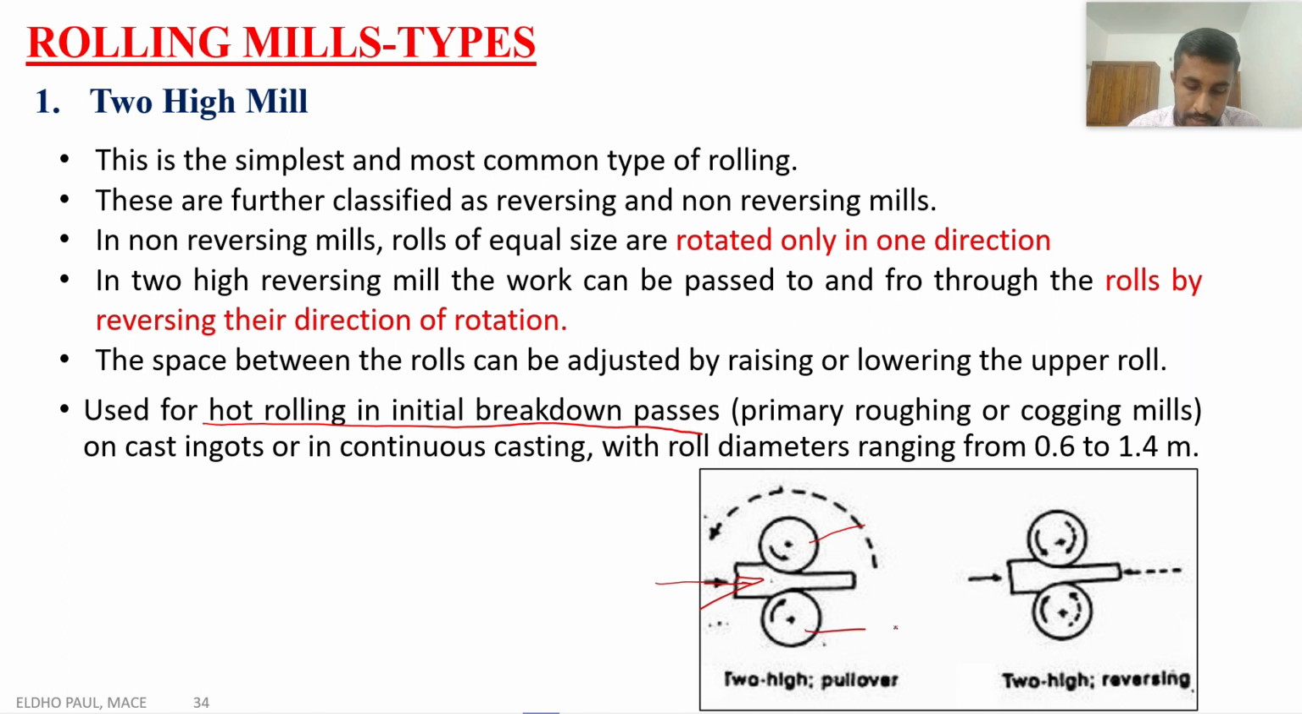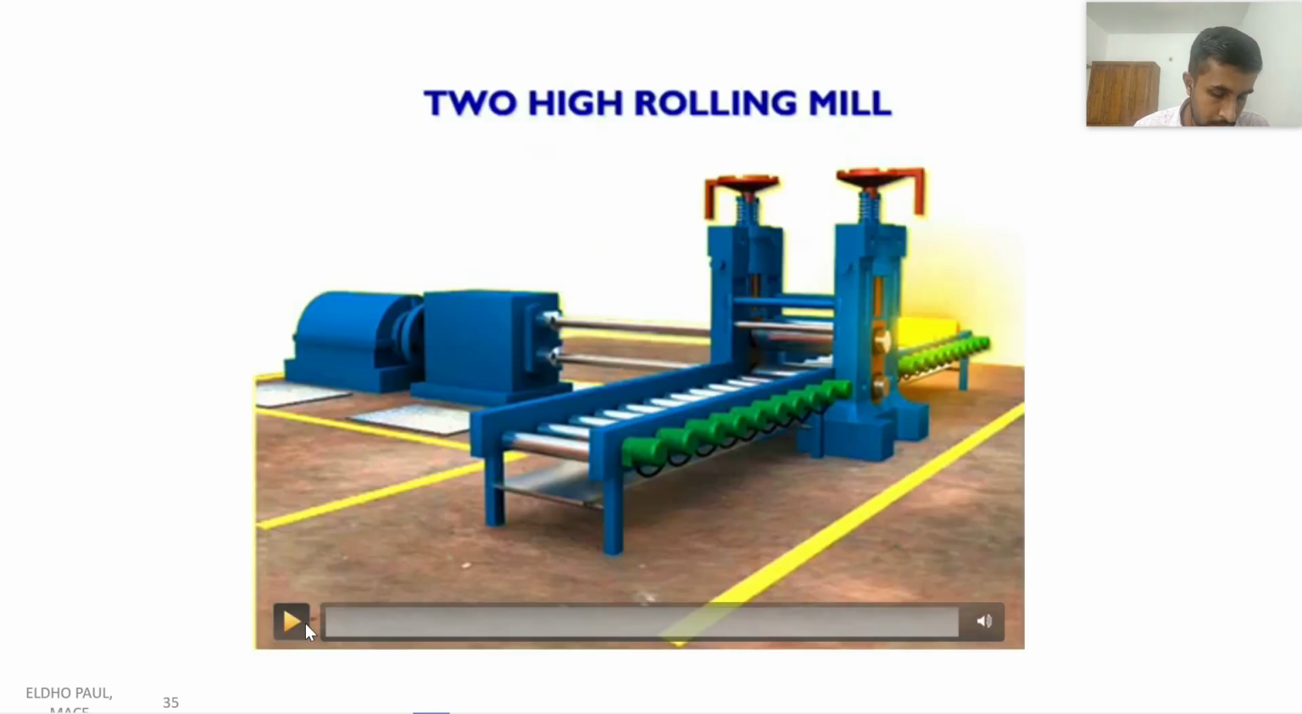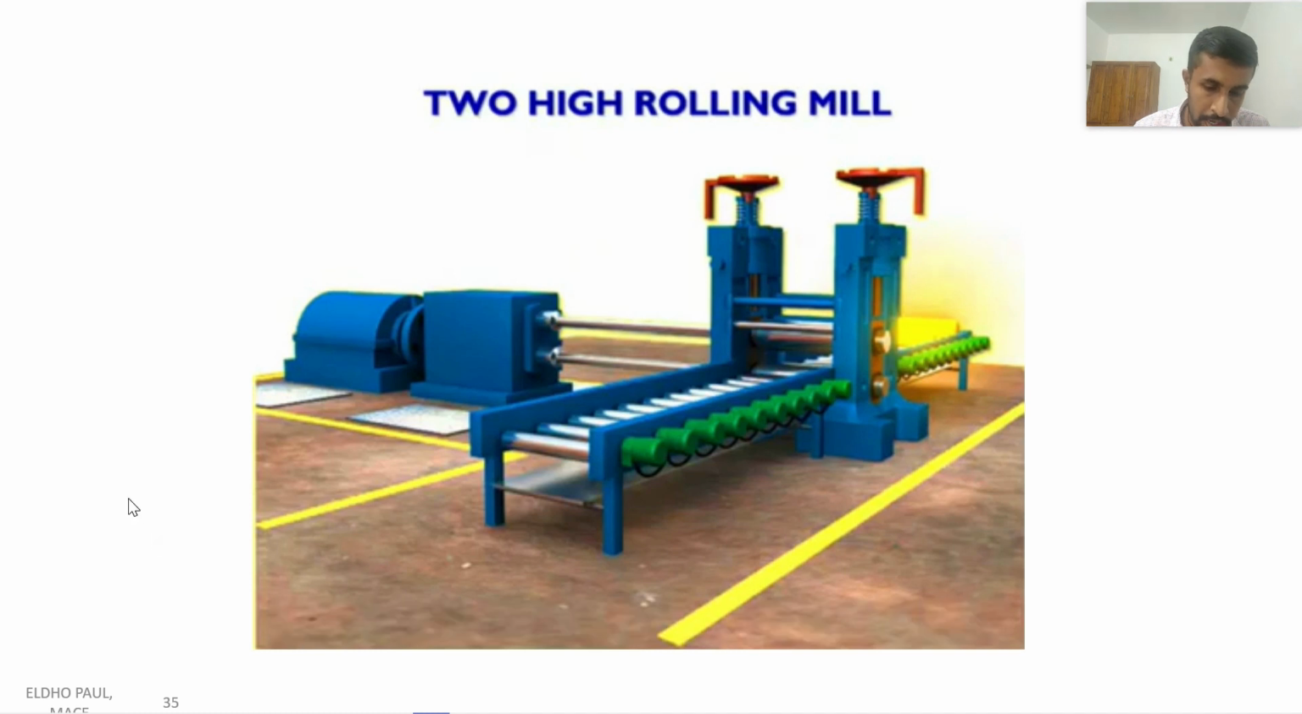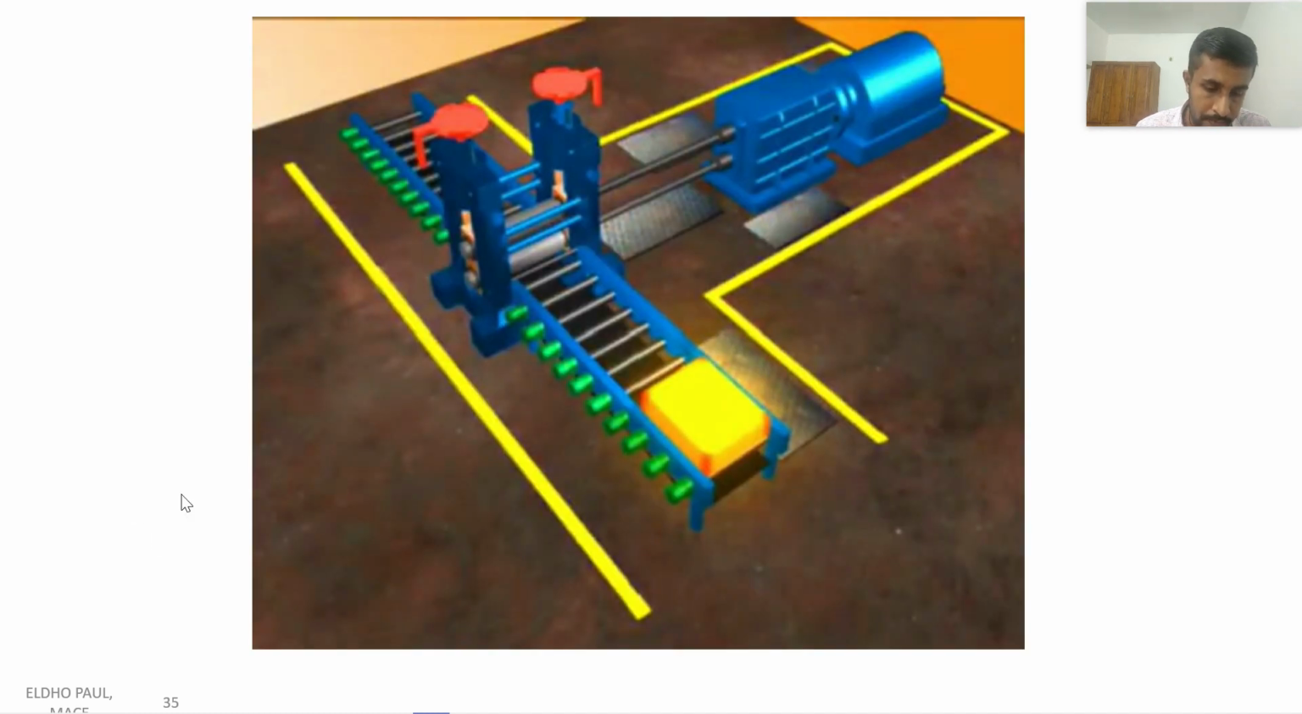First it passes in this direction and we do some reduction. Then we can do the reverse process also for further reduction. In a two high mill, the workpiece rotates only in one direction, and in a two high reverse mill, we can do rolling in the reverse direction also. So here we have two rollers. This is a two high rolling mill. Let us see a 3D model of a two high roll mill.